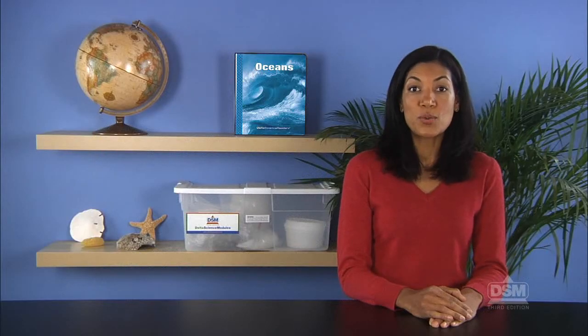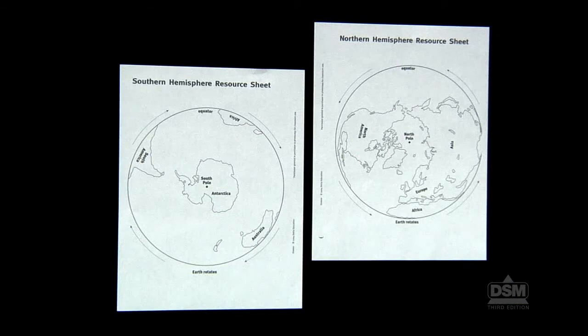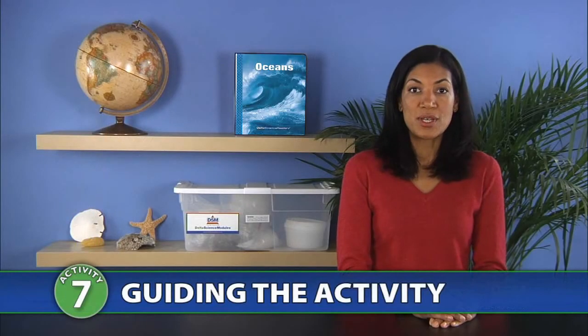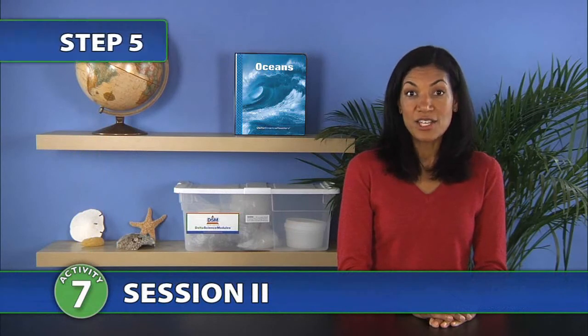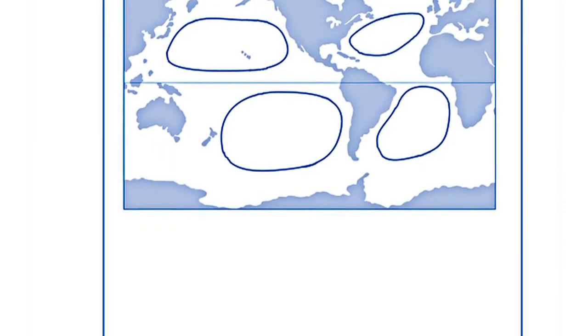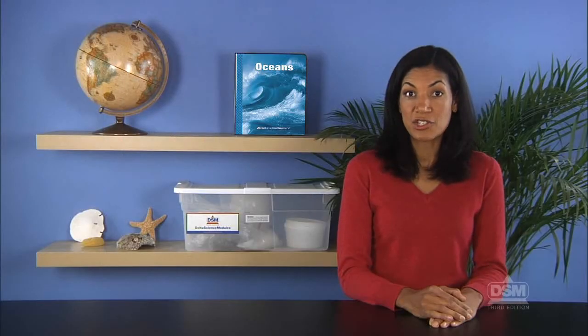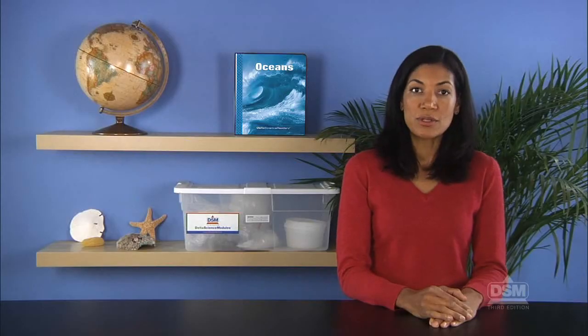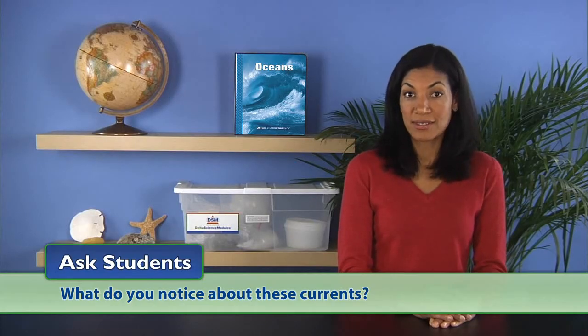Each team of 4 will need a copy of both resource sheets and 2 pencils. To begin Session 2, distribute a copy of Activity Sheet 7, Part B to each student. Explain that the diagram on this activity sheet shows some of the major surface currents in Earth's oceans. Ask students, what do you notice about these currents?